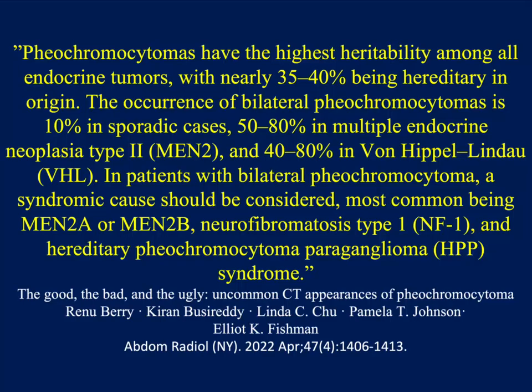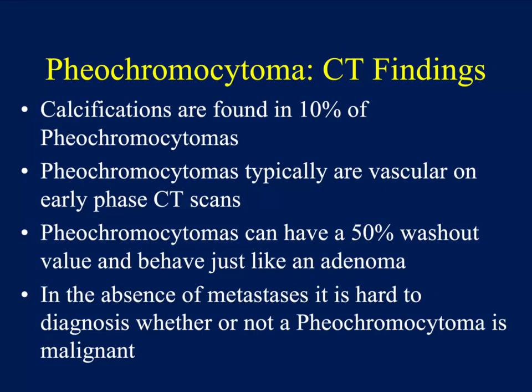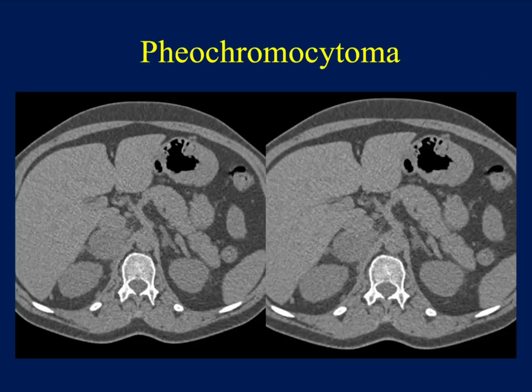And again, one of the interesting things, whether it's MEN2 or von Hippel-Lindau, the Theos are often smaller and often very vascular, but it's where I typically will see 1 centimeter Theos. In the patients who don't have syndromes, the lesions are typically 3 to 4 cm. Now, CT findings. Calcifications can be seen in about 10% of cases. Vascularity, early phase imaging. We mentioned the washout value of over 50 or 60%, simulating adenomas. And in the absence of mets, it's hard to determine whether a Theo is malignant or not. Remember, we said that 10% of Theos are going to be malignant.